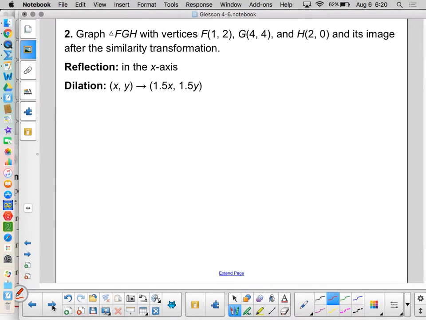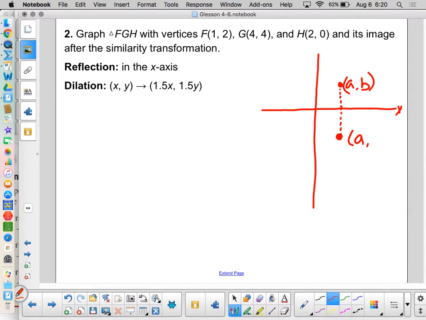Again, first we're going to reflect in the x-axis and then a dilation of 1.5 for each of these. So again, reflecting in the x-axis, if you're not sure of your rules, this is one you can very quickly figure out, okay? If I have a point here, A, B, and I want to reflect it in the x-axis, we're going to go down here and reflect down here. What's going to happen? My x-coordinate stays exactly the same. My y-coordinate flips. So A, B goes to A, negative B.